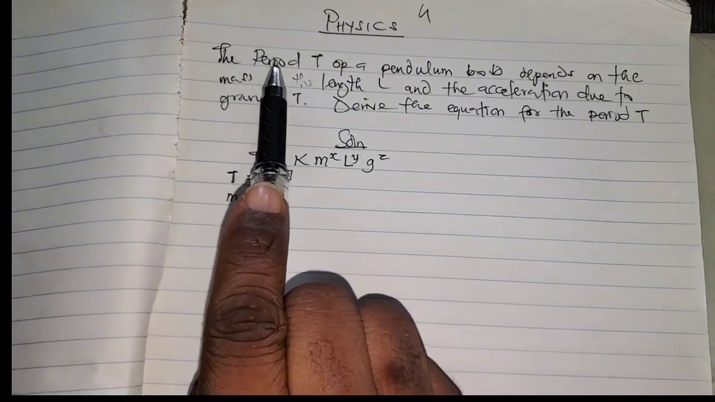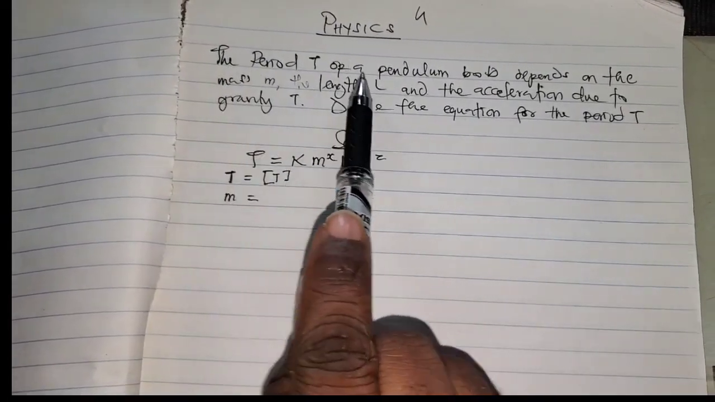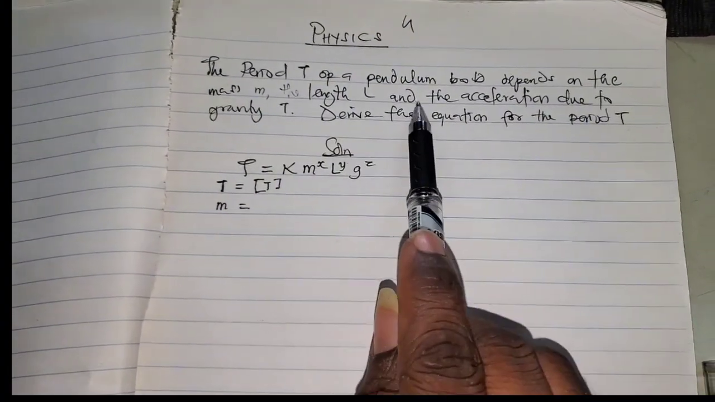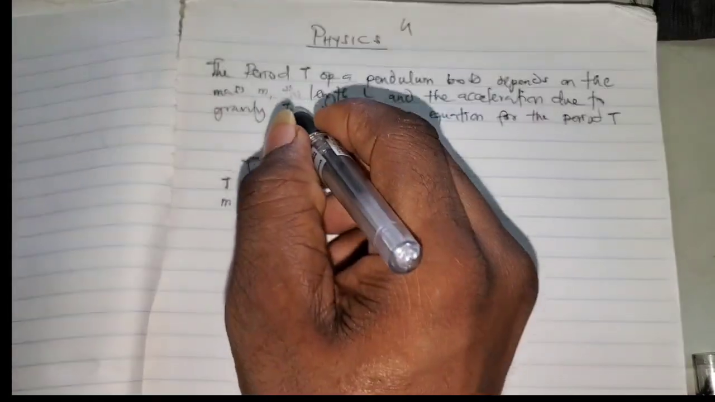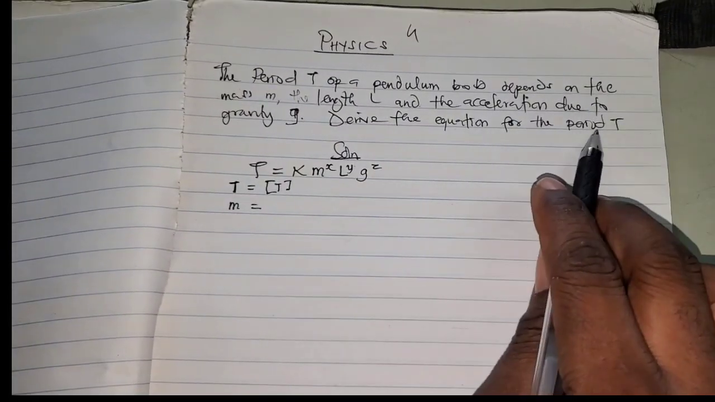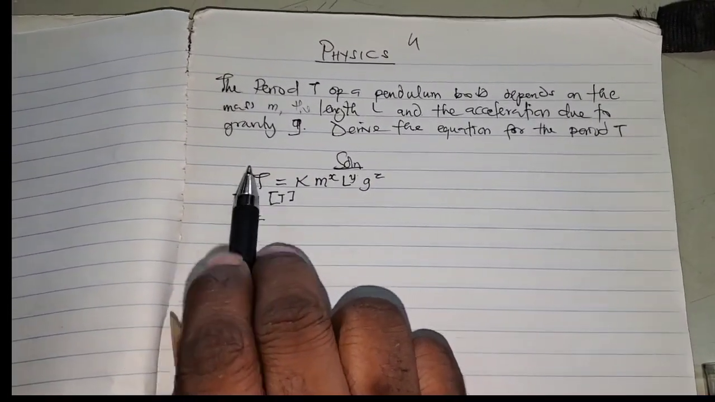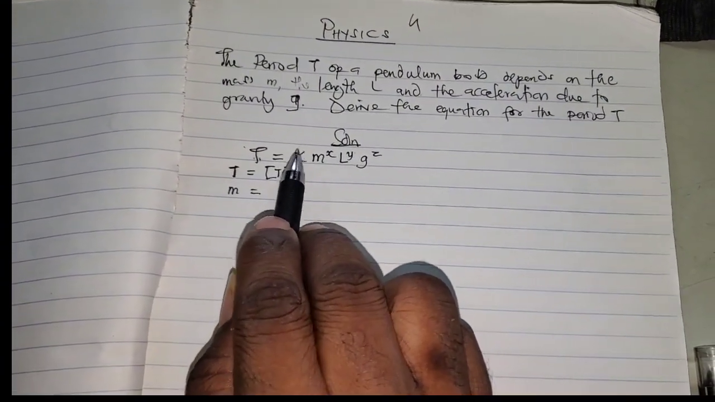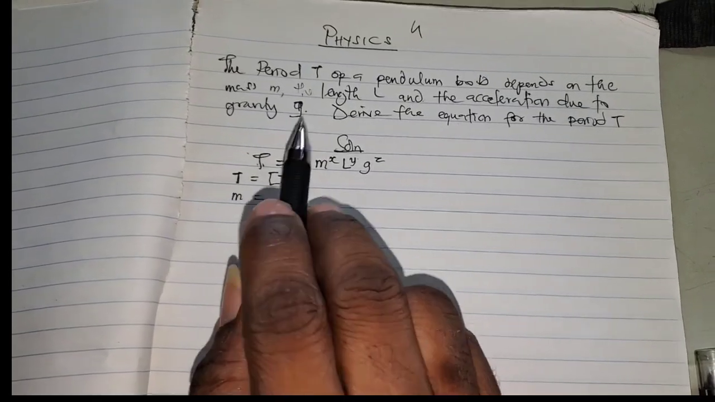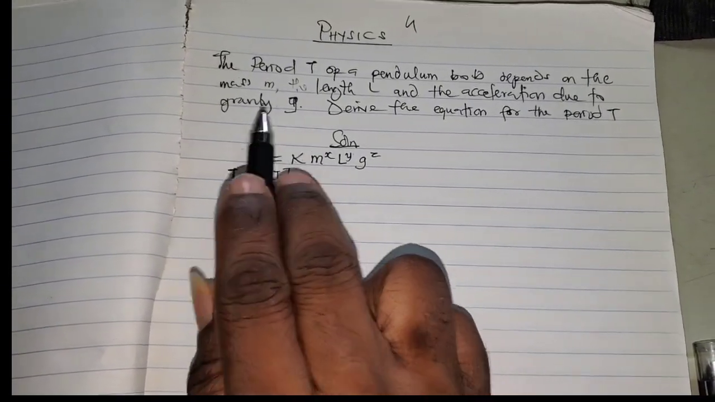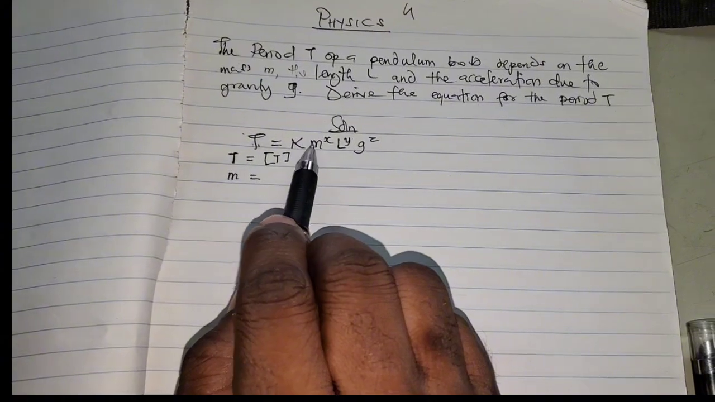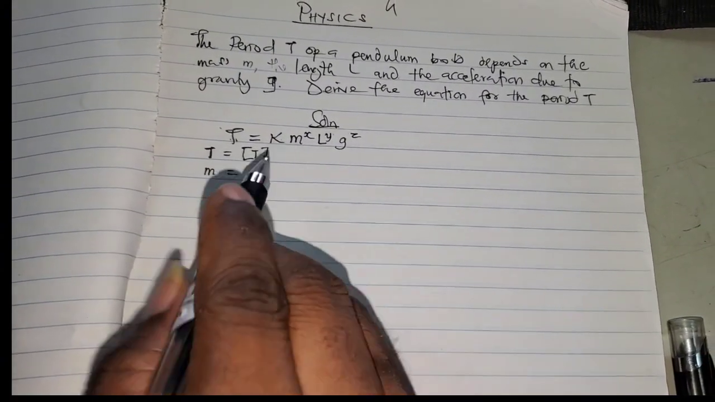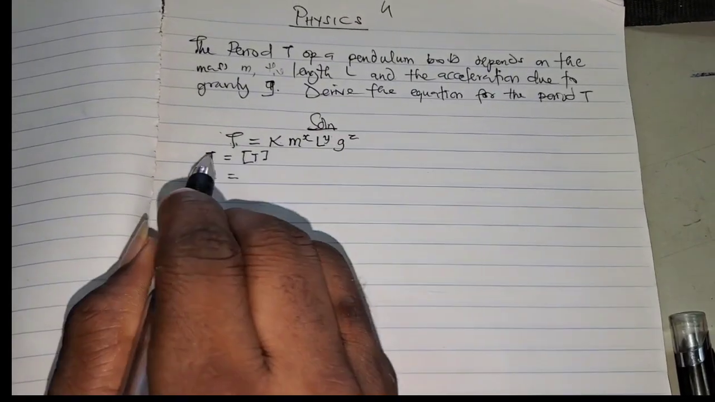This is a question on dimension. The period T of a pendulum bob depends on the mass m, the length l, and the acceleration due to gravity g. Derive the equation for period T. So what we're going to do is to write this equation. Since period T depends on, k is standing for the constant. We don't know what the constant of proportionality is. It was not given in the question. So we have m, the mass raised to power x, the length raised to power y, and g raised to power z.